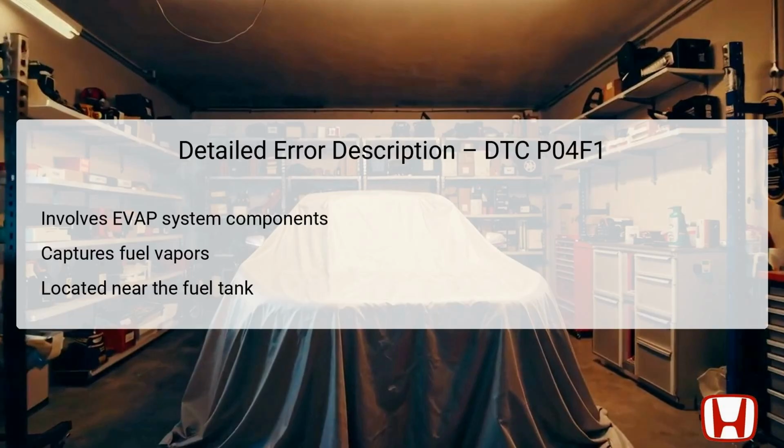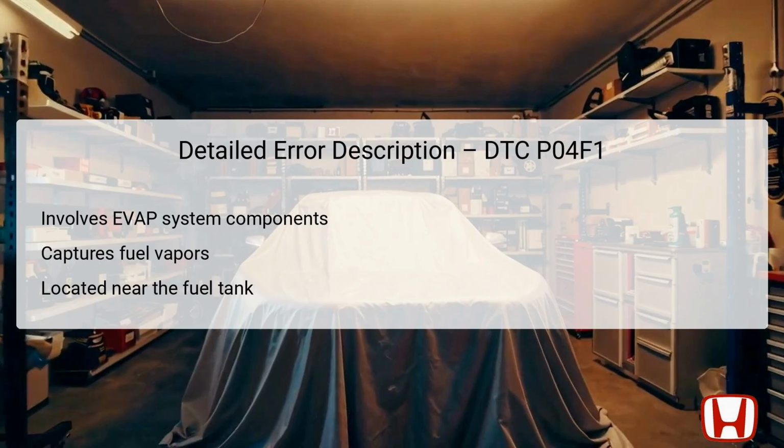The DTC P04F1 pertains to the EVAP system, which is designed to capture and store fuel vapors. Key components include the EVAP canister, which holds the vapors, the purge valve, which controls vapor flow into the intake manifold, the vent shut valve, preventing external air from entering the canister, and the fuel tank pressure FTP sensor, which monitors pressure within the system. These components are typically located close to the fuel tank and under the vehicle's hood.